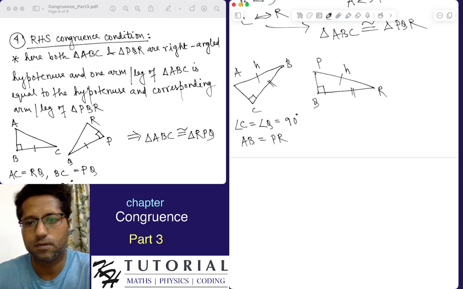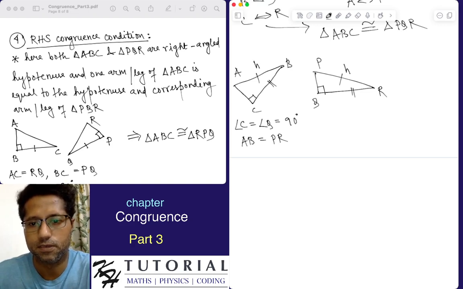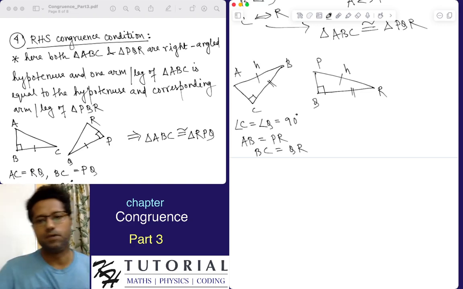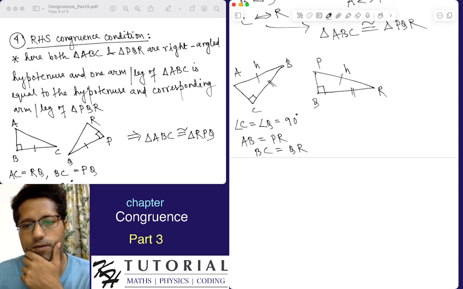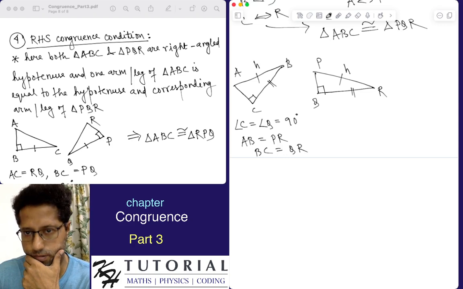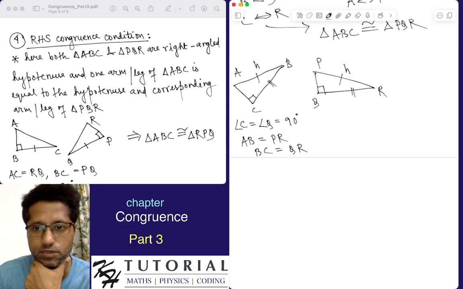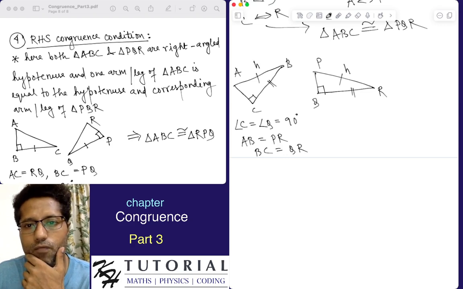Now one arm, the arm BC of triangle ABC, is equal to the arm QR of triangle PQR. From this, of course, this will ensure the two triangles are congruent because both are right angle triangles, the lengths of the hypotenuses are the same, and also one arm of triangle ABC is equal to one arm of triangle PQR.